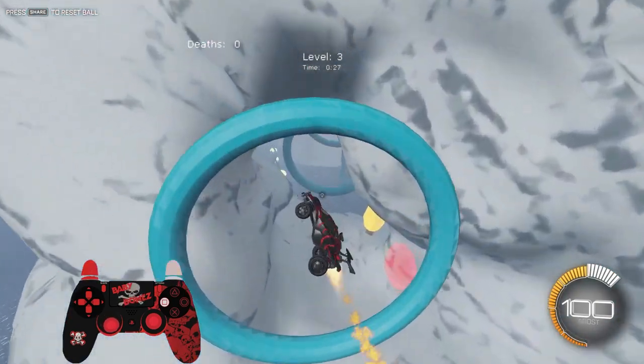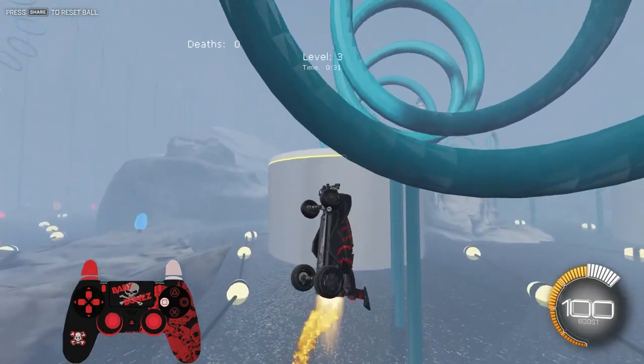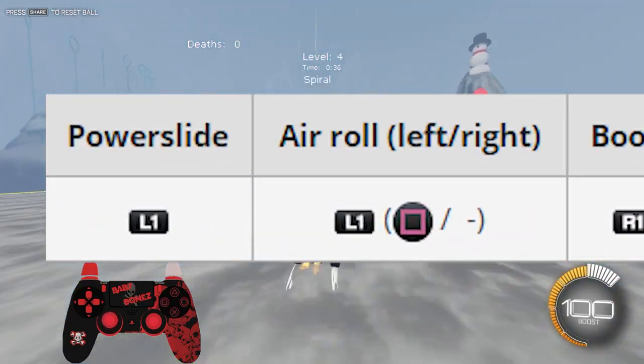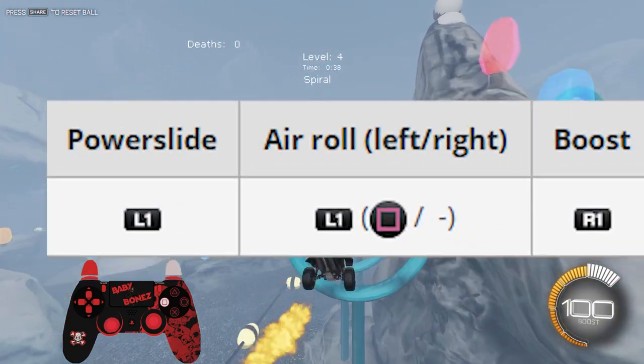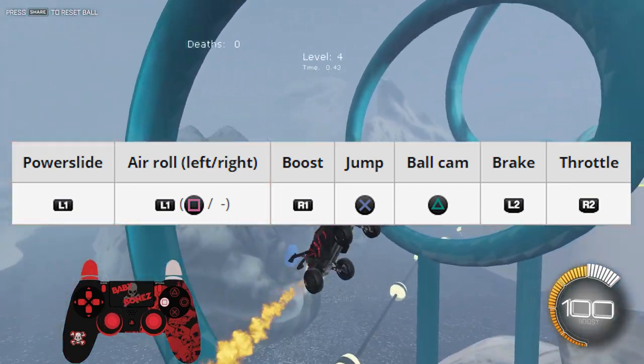I think it's just a little simpler to have one bind that modifies your left stick rather than having three binds all for the sake of ARL. Plus, you can bind power slide onto ARL to save a bunch of space. Personally, I have both on L1 and I have like one bind instead of having four.